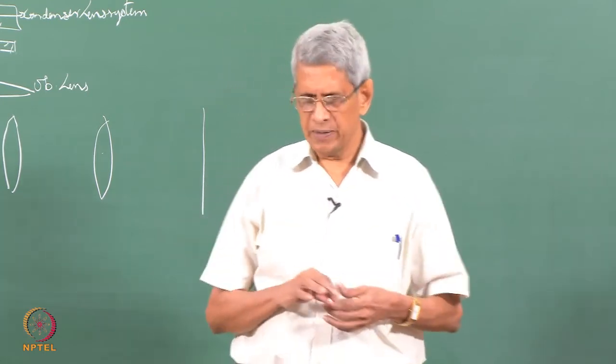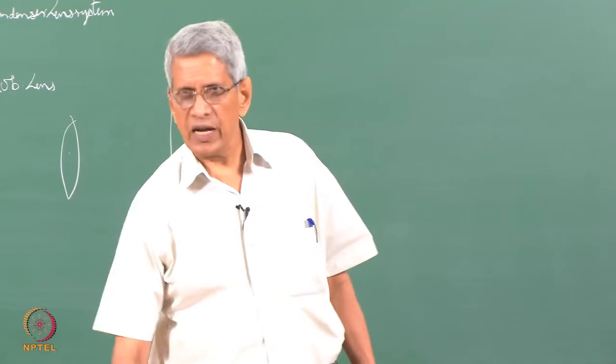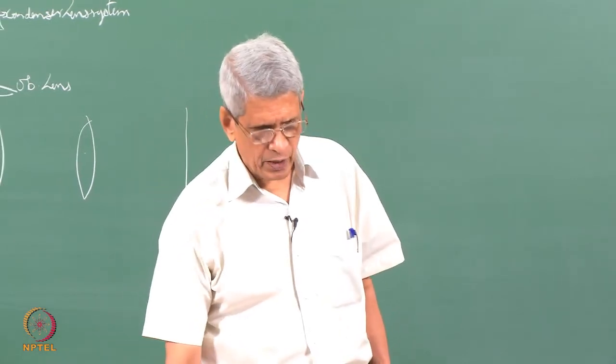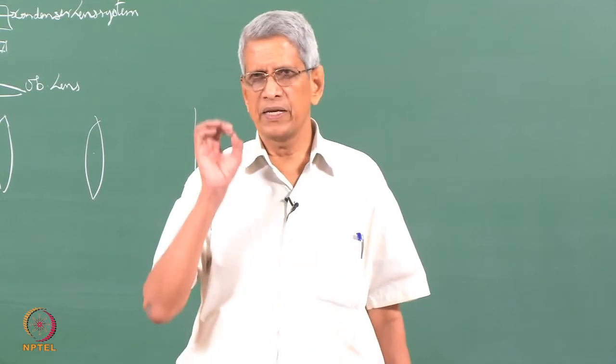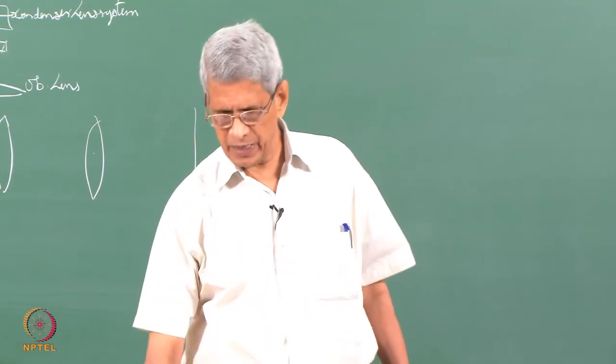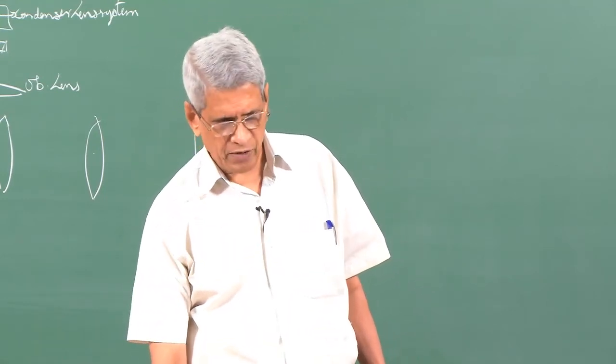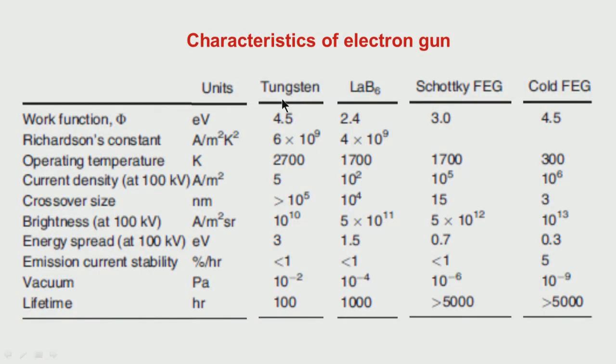And as I mentioned, there are many types of electron sources. One, we can have a tungsten filament and just heat it, so electrons will be emitted by thermionic emission and these electrons can be accelerated.